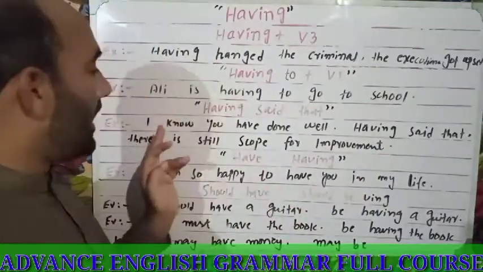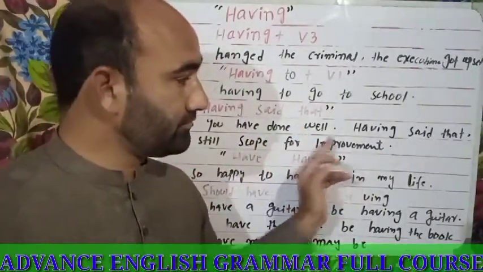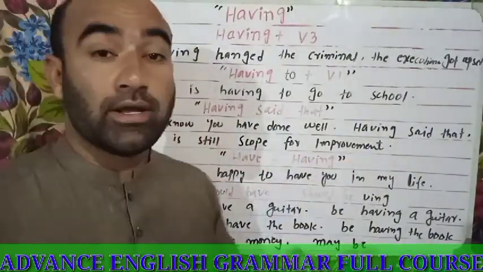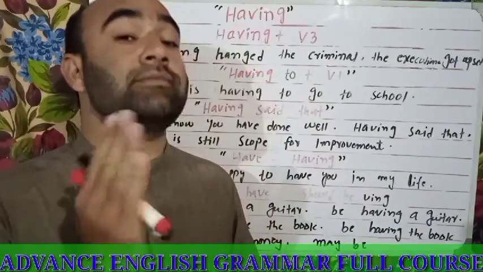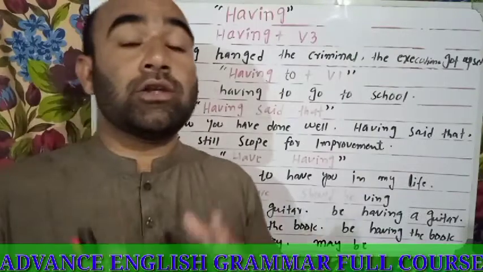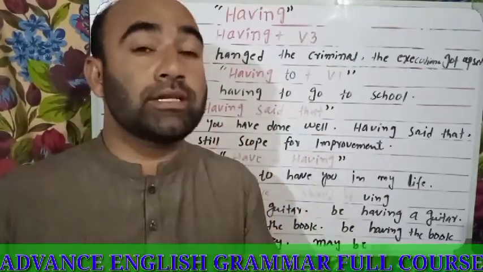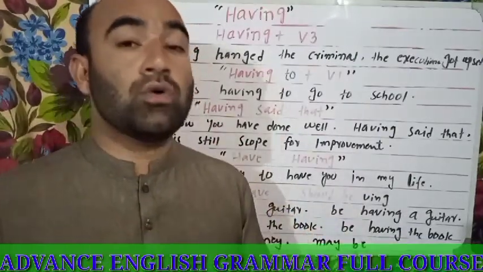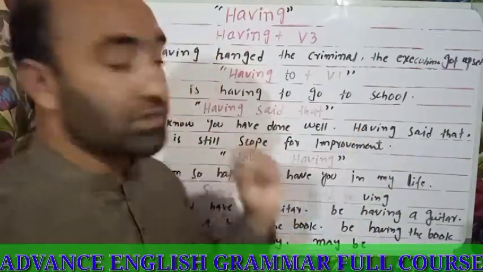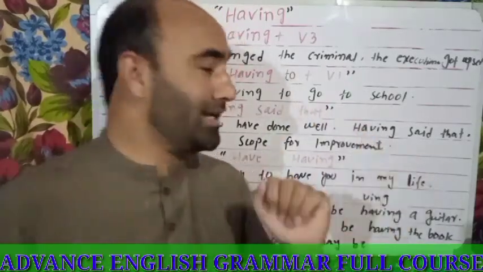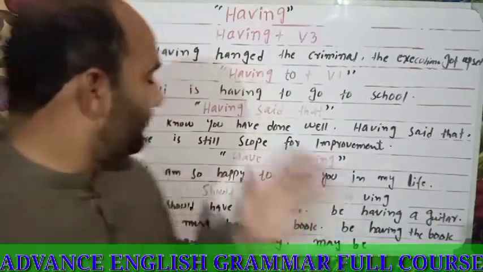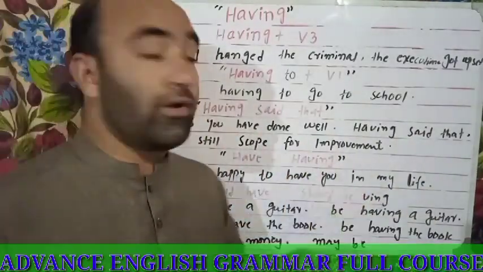For example, I know you have done well. Having said that, there is still scope for improvement. Although you have done well, your action, your activity, your work, but instead of that you need some improvement for that. You are not up to the mark, you need some improvement. We use having said that there. I know you have done well. Having said that, there is still scope for improvement.